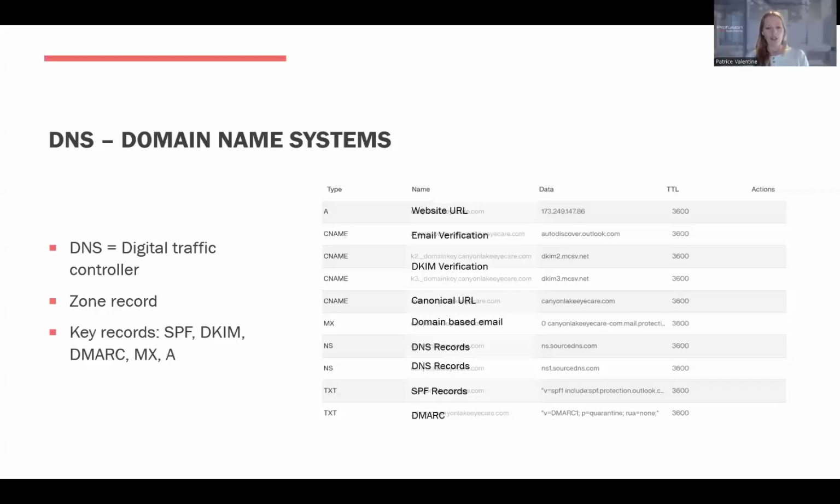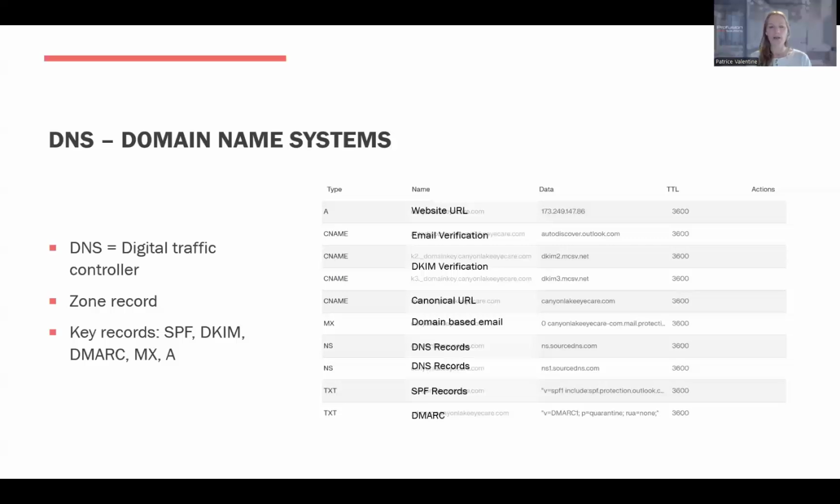And then we have the two NS records. Again, those are those DNS records. Those are the main traffic controller that kind of controls all of this. And then we have a text record for SPF and a text record for DMARC.